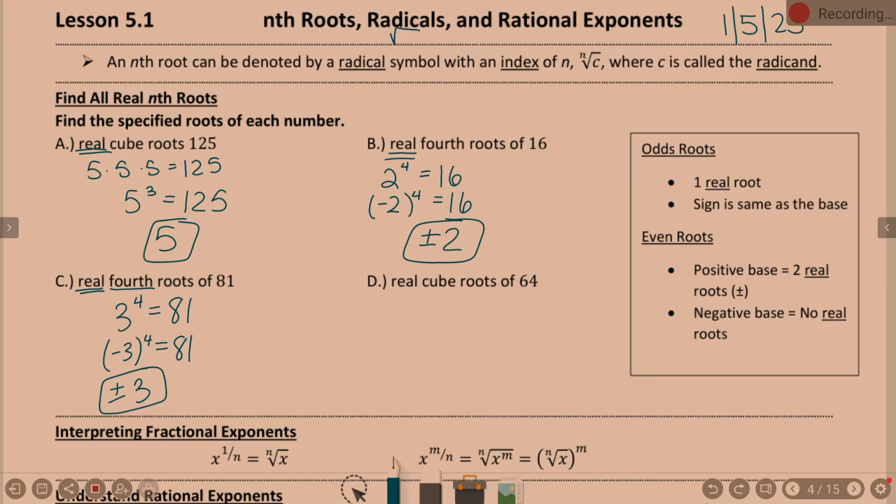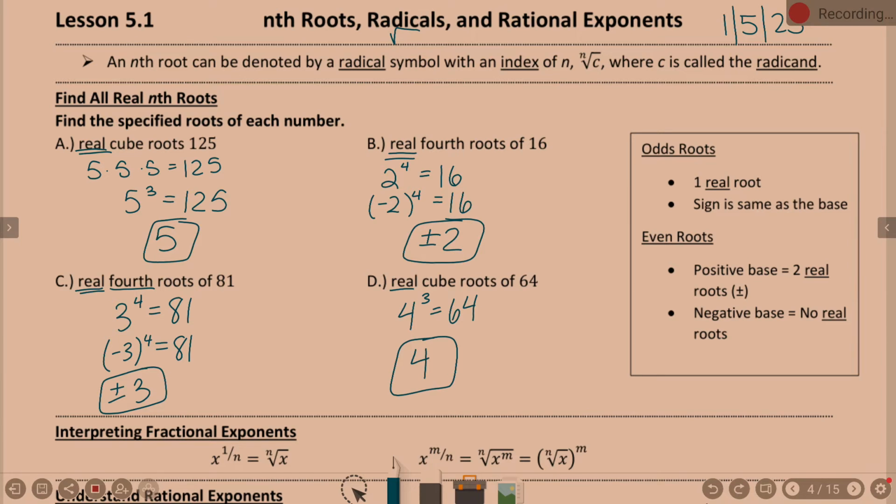Okay, and one last one here. Real cube roots of 64. 4. 4 times 4 times 4 is 64. Anything else? Nope. There would be 2 imaginary, but again, we're not talking about that. Negative 4 doesn't work. Now, what if this said real cube roots of negative 64? Then we'd want to use negative 4. And I probably should have thrown a negative in here, but I didn't.